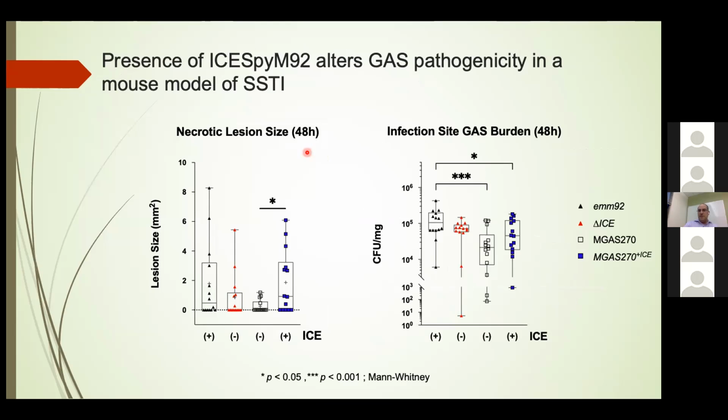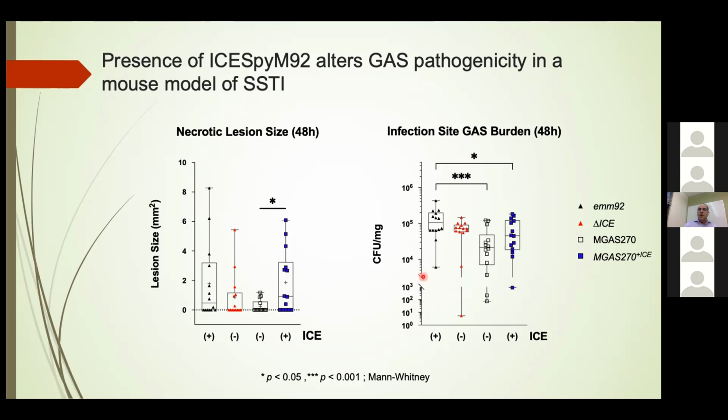We proceeded to make the same comparison now using our isogenic ICE-mutant pairs. So you have the contemporary M92 and its delta ICE knockout versus MGAS270 and its ICE-positive mutant. And what we see is a statistically significant difference in the necrotic lesion size formed in these mice. And we see a similar trend, though not significant, in the lesion size comparing the M92 strain to its delta ICE knockout.